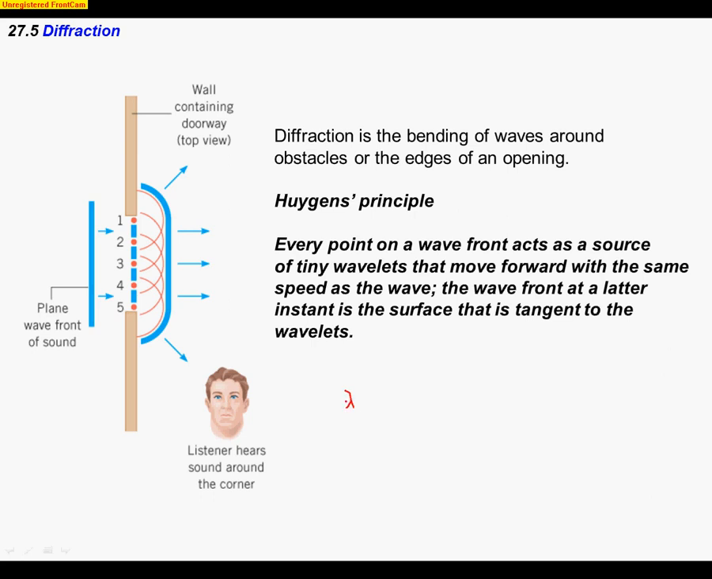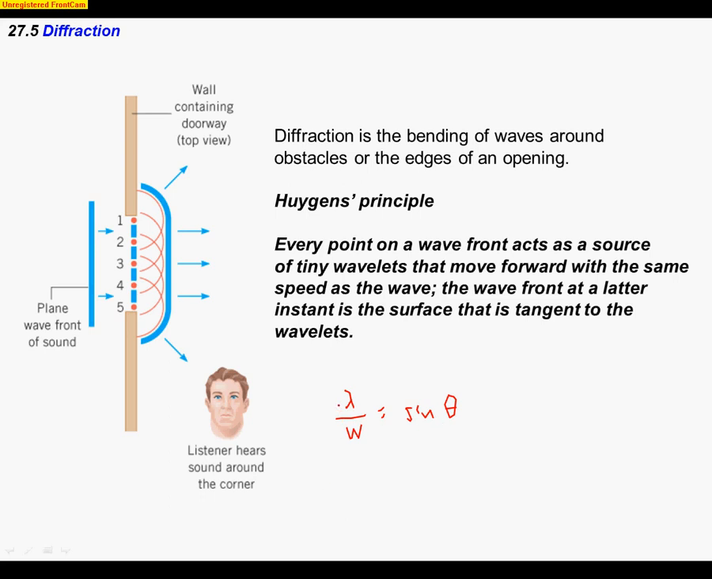So the wavelength divided by the width of the slit determines the angle that it will diffract. If you have a larger ratio of wavelength to width, then you'll get a larger amount of bending. In other words, if your wavelength and the width of your slit are on the same sort of scale, then you'll get an appreciable amount of bending.